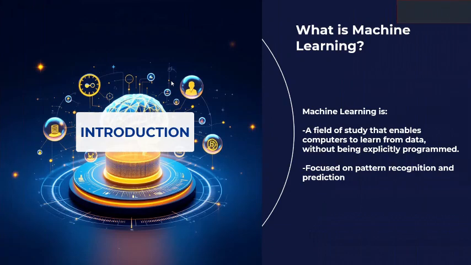So first of all, let's begin by understanding what machine learning is. Machine learning is a field of study that enables computers to learn from data without being explicitly programmed. It basically focuses on pattern recognition and prediction. That's a brief overview of what machine learning is.